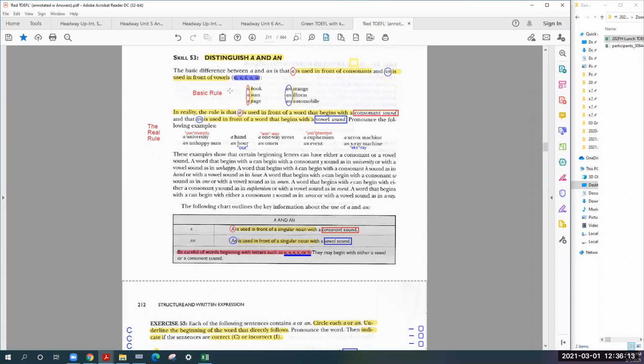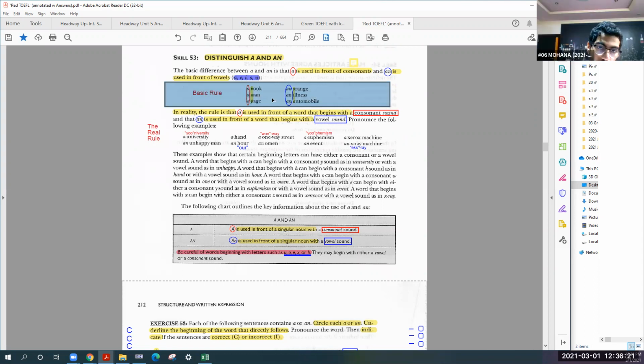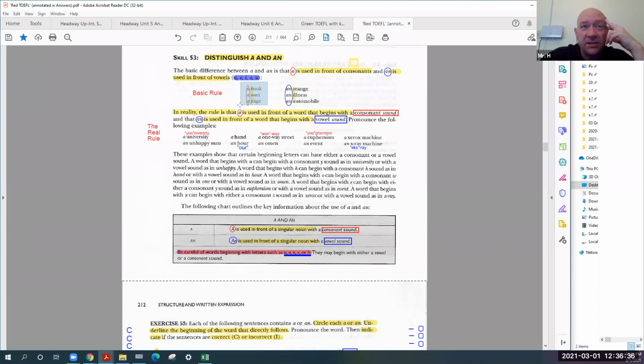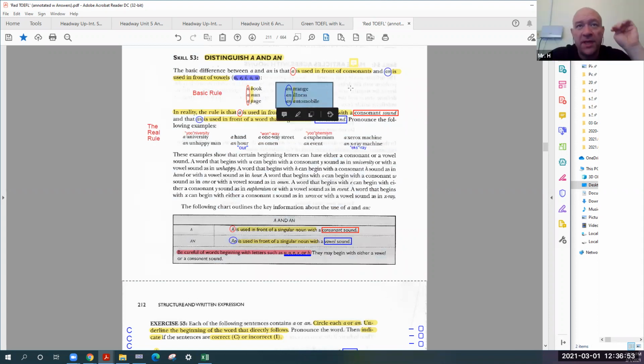Now, let's read, Mohana. Tell us the basic rule here. You can see this. About, range, among, islands, a page, an automobile. Let's just do the left side, the consonants. A book, a man, a page. Now, the right side. An orange, an island, an automobile. An orange, an illness, an automobile.